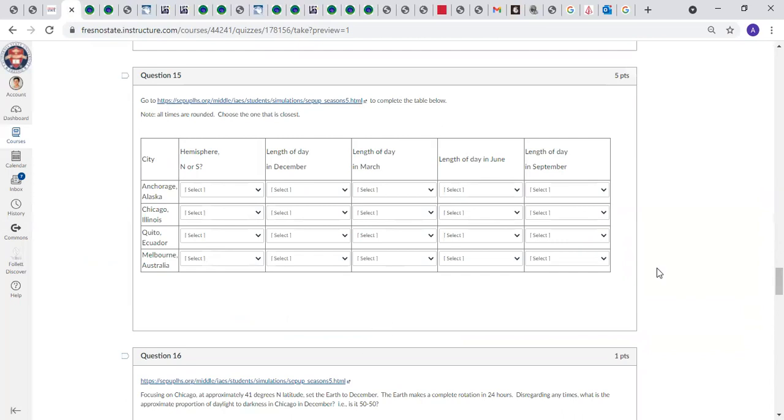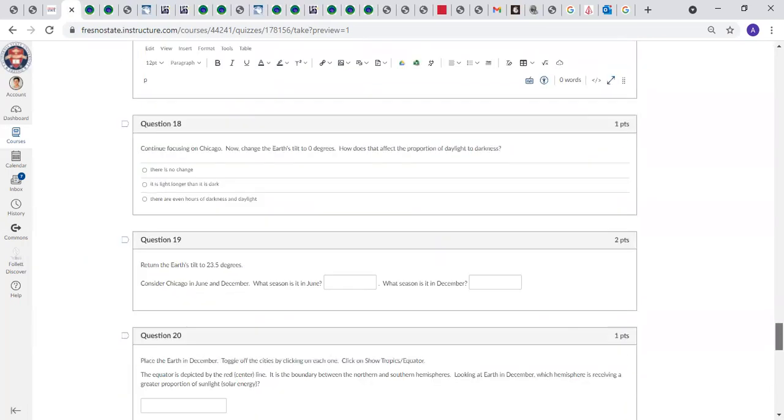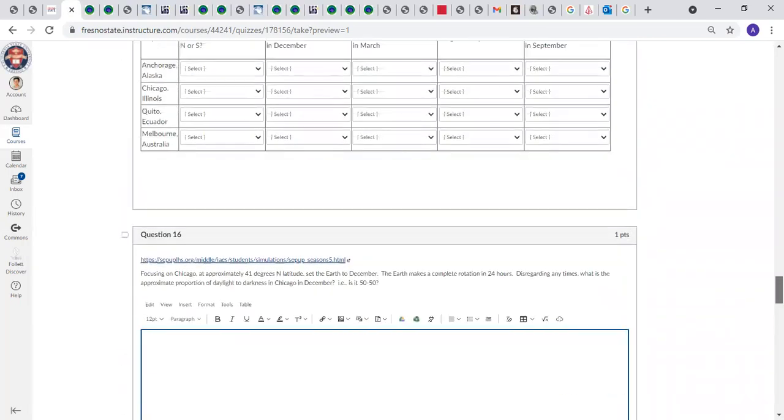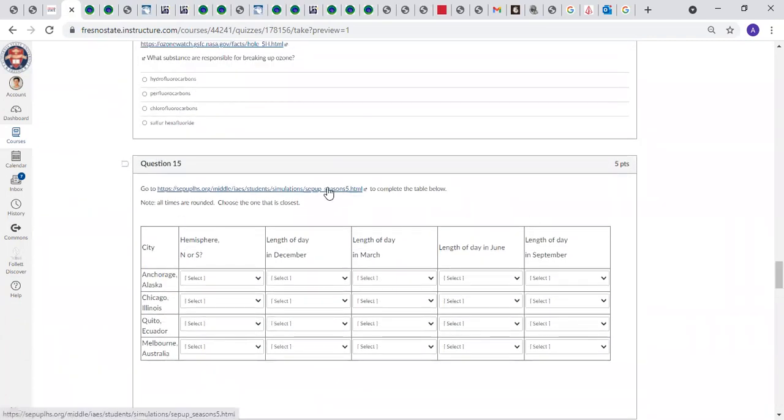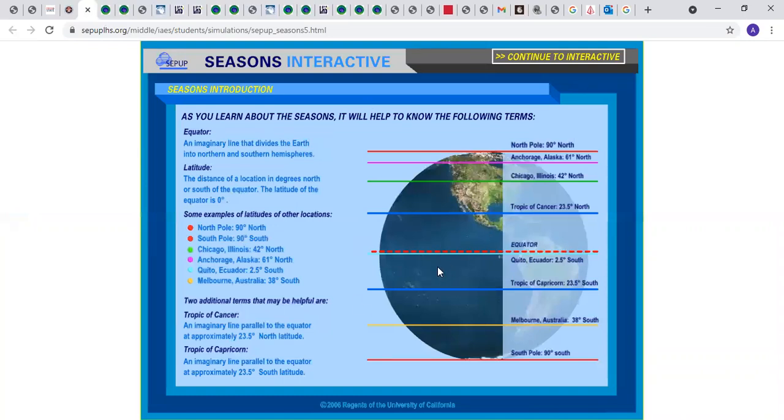Now, question 15 is on the rest of the lab. The rest of the assignment is going to use this website. What this does is it shows you the Earth in terms of hemispheres and latitude, using the equator as a reference.